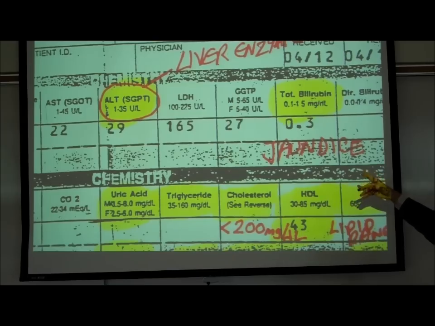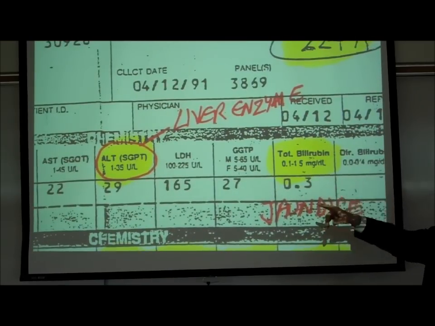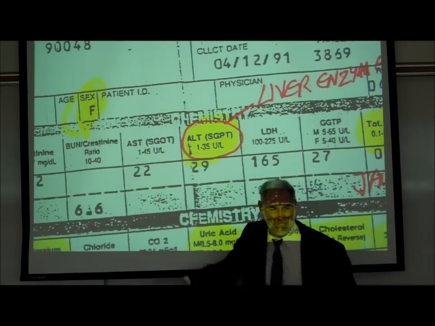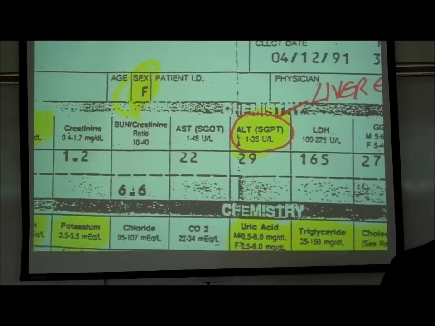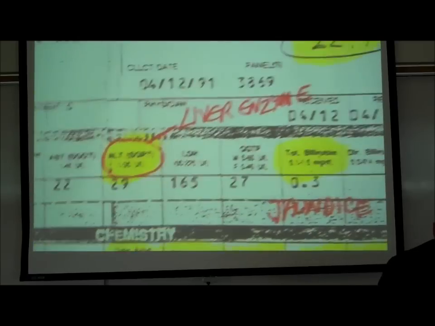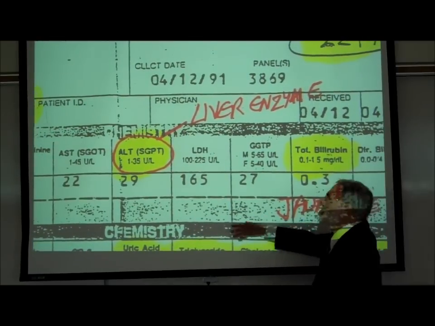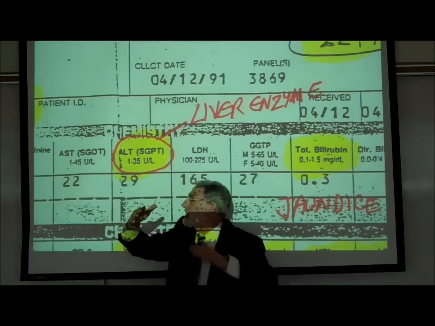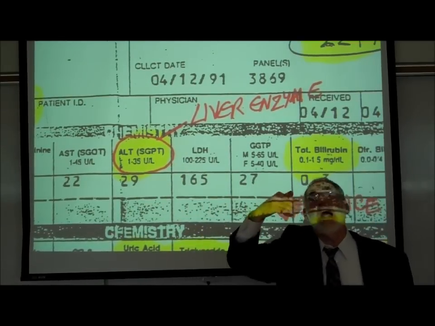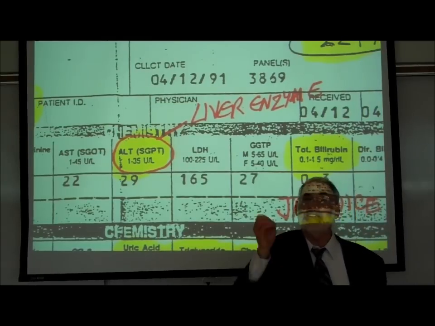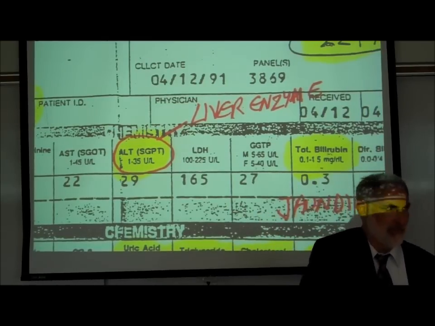So as an example, to talk about one that we learned about, ALT, alanine aminotransferase. ALT is specifically an enzyme found only in the liver. So if you see, now her liver enzyme level is normal, but if her liver enzyme level was higher than normal, it indicates there's something injuring her liver.